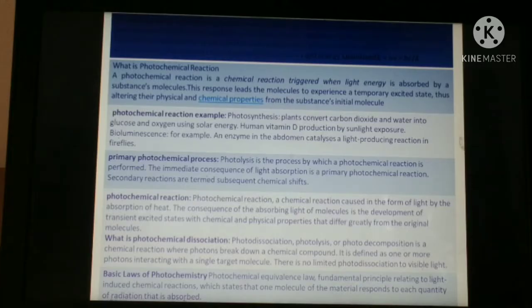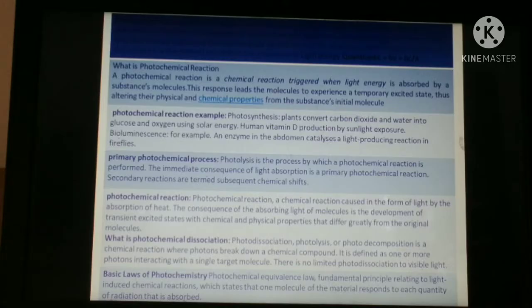So what is a photochemical reaction? A photochemical reaction is a chemical reaction triggered when light energy is absorbed by a substance molecule. This leads the molecule to experience a temporary excited state, thus altering its physical and chemical properties from the substance's initial molecule.